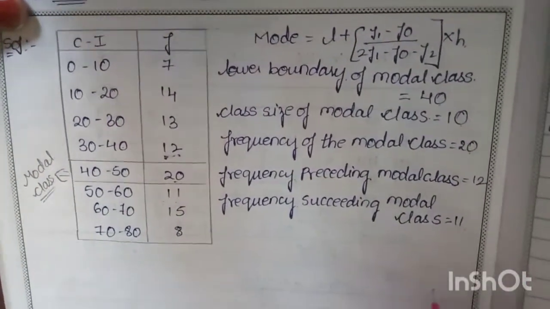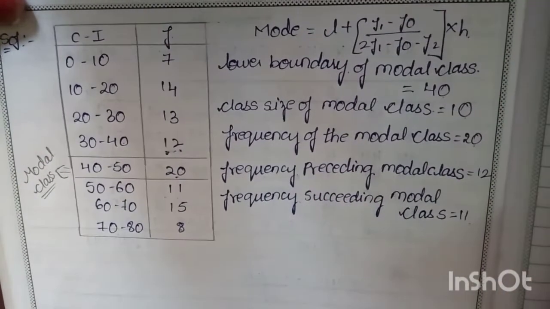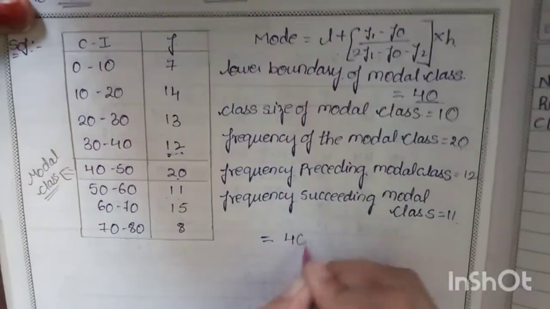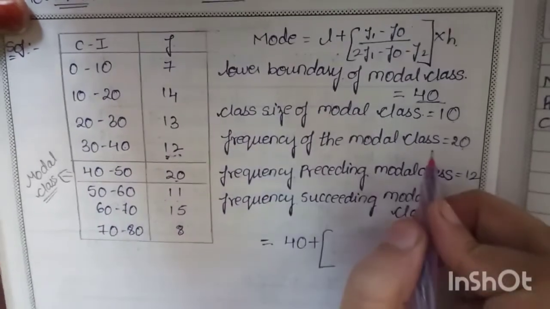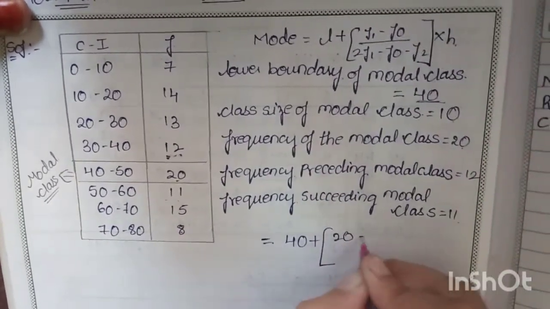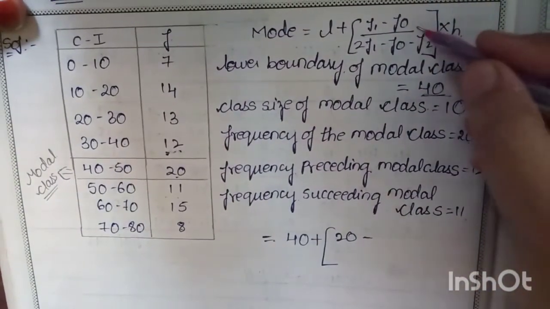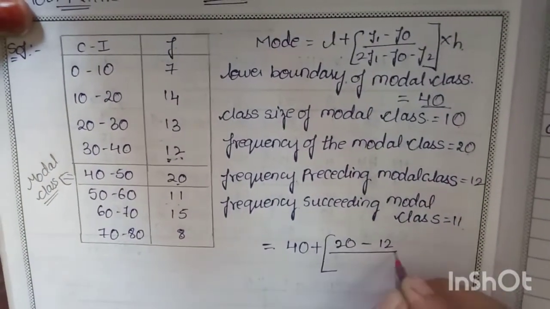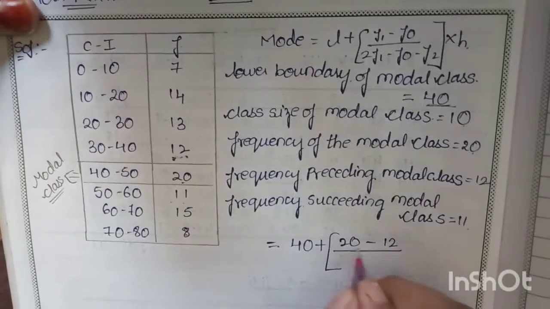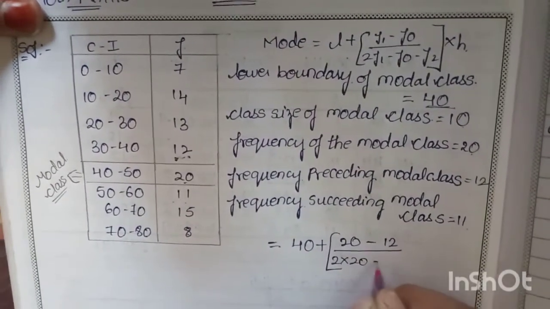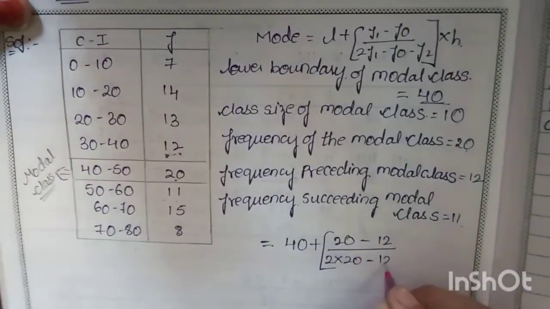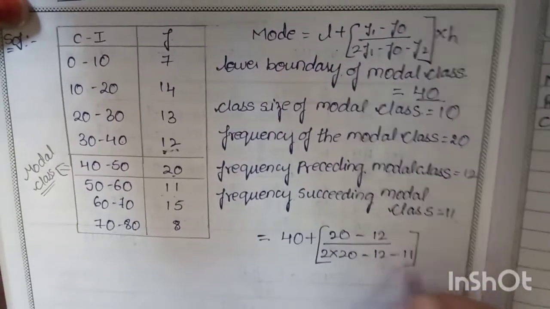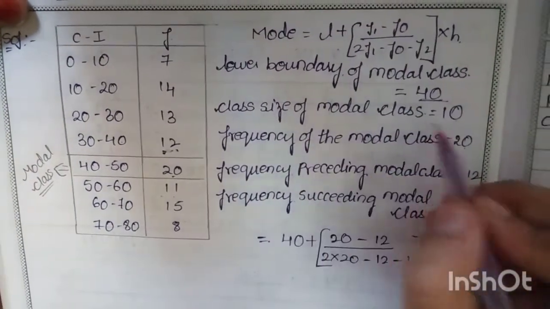Okay, so now we have to substitute all these values into this formula. It is very easy, let us do it. So L, that is lower boundary, is 40 plus F1 is frequency of the modal class, it is 20. 20 minus F0 is the frequency preceding the modal class, right? So we got the answer as 12 by 2 into F1. F1 is 20 minus F0, it is 12, and minus F2 is frequency succeeding the modal class, it is equal to 11, into H. H is the class size, that is 10.